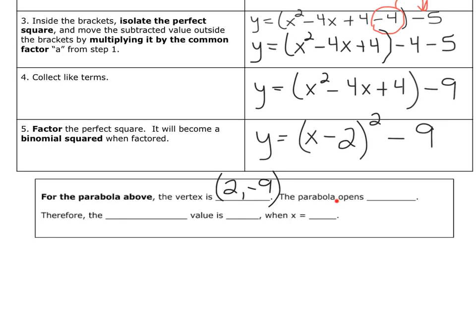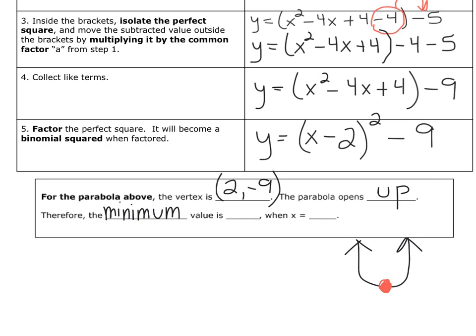The next thing we need to figure out is which way the parabola opens, because they're asking us. Remember, the direction of opening is given by your a value. Our a value is 1, but it's also a +1. So because our a value is positive, that tells us that our parabola opens up. So it's going to look like a regular, normal, U-shaped parabola. Because our parabola opens up, we are going to have a minimum value.